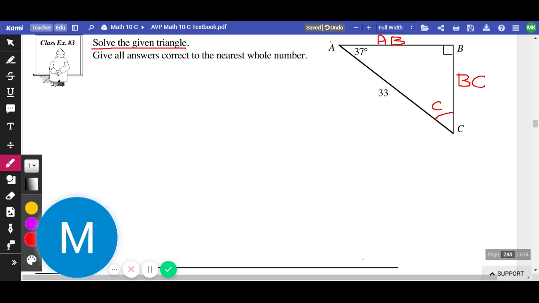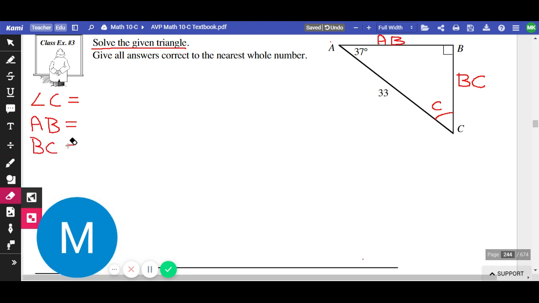I'm just going to write those over here. So we need to find angle C. We need to find side length AB. And we need to find side length BC. These are the 3 things I got to figure out. Let's start with angle C, because it's actually the easiest thing we could find.